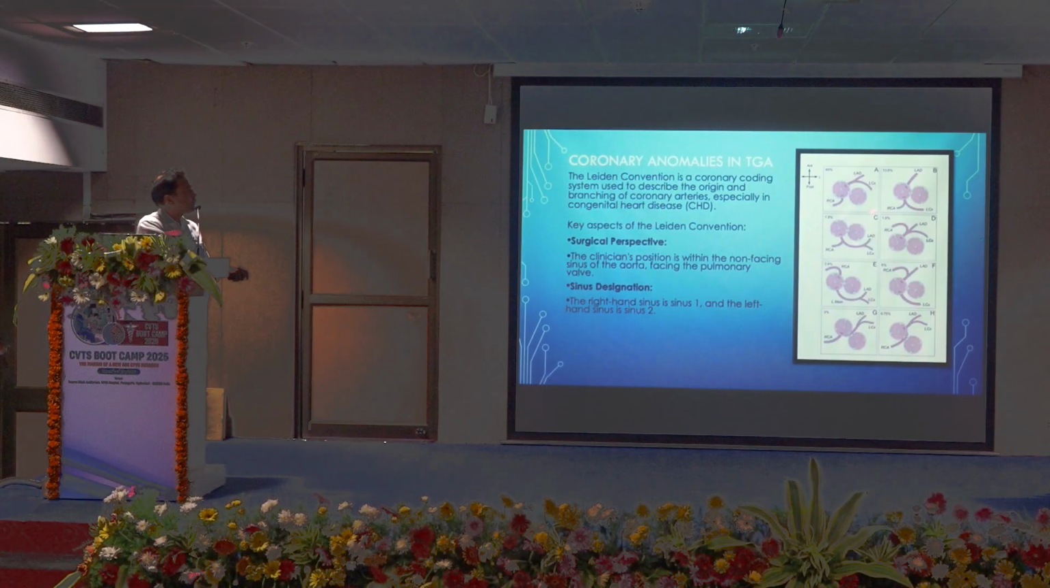So this is the normal one. You can see sinus 1 giving rise to, here the person is standing and facing towards the pulmonary valve. So right side is this one, left side is this one. Right is giving rise to right coronary artery, left is giving rise to LAD and circumflex, which is normal. In 65% of patients, you will find this, but the most common variant in case of TGA is where sinus 1 gives rise to right coronary artery as well as circumflex artery.